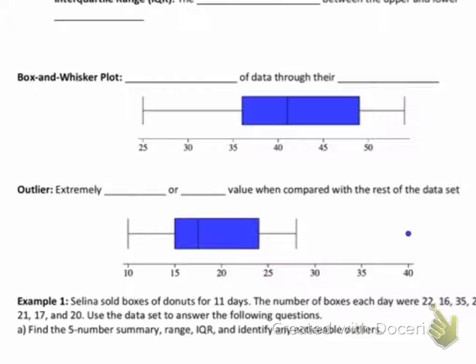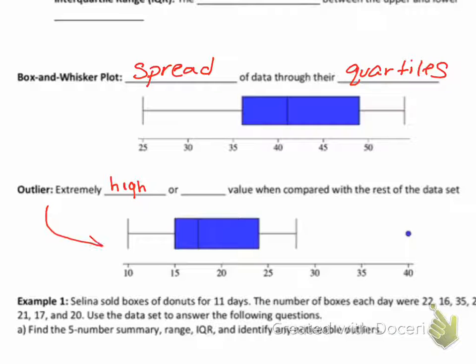Okay. So we can probably just transfer this over. Again, box and whisker is the spread of data through their quartiles. And then we also have what are called outliers. We've kind of talked about that already in class. Outliers are extremely high or extremely low values when compared to the rest of the data set. This is a new box and whisker plot, different data, but you can see what an outlier looks like in comparison to the rest of the spread of data. It's a clear point that sits out on the outside.